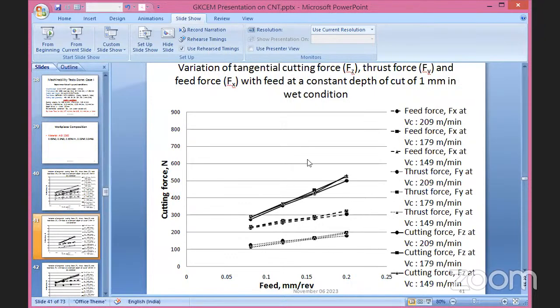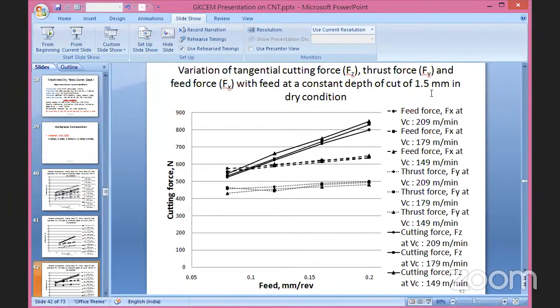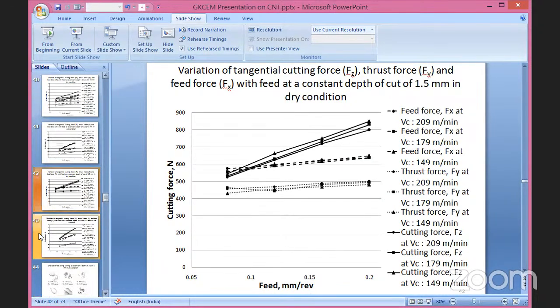In all the cases, you have similar kinds of tendencies. Then, when 1.5 millimeter depth of cut is employed, obviously the force value requirement becomes more, but the nature of force remains the same: with the increase in feed, cutting forces are also increasing almost proportionately.